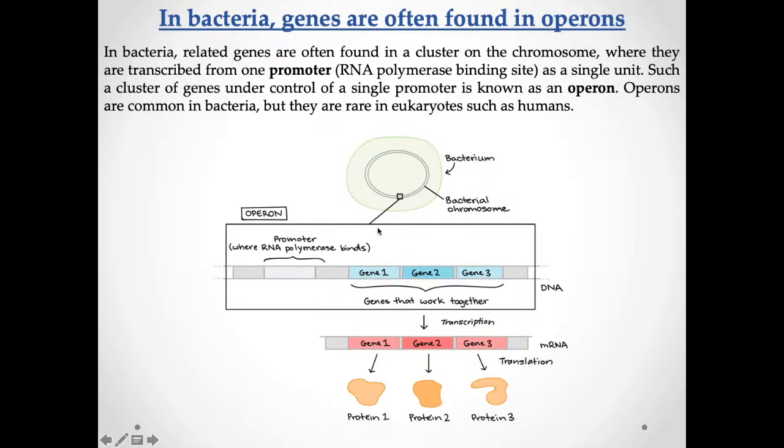In this operon system, there is a promoter where RNA polymerase binds, followed by gene 1, 2, and 3, and these genes are transcribed together into messenger RNA. So you will have gene 1, 2, and 3, and then translation will make protein 1, 2, and 3. This is mainly how an operon works in bacteria.